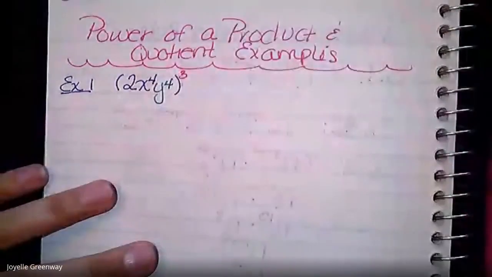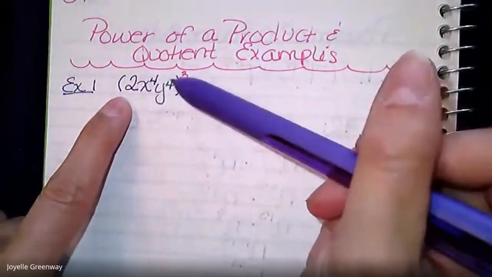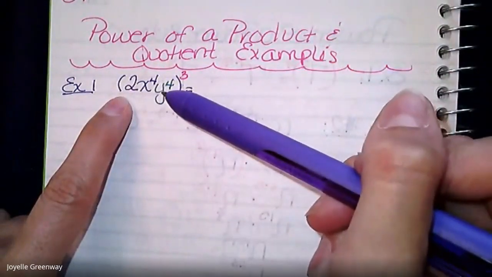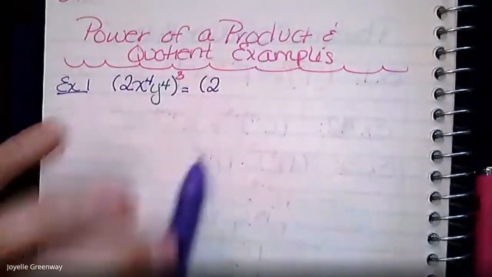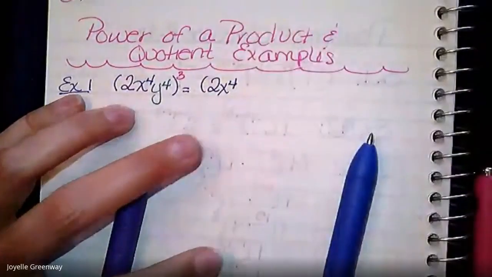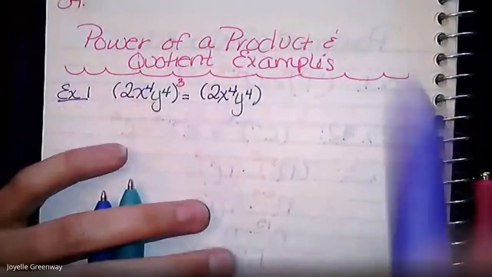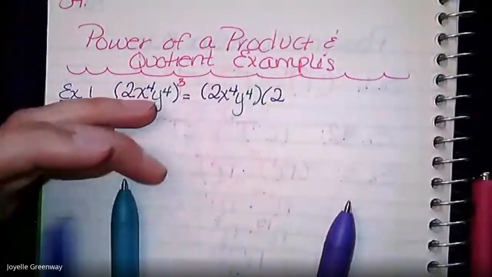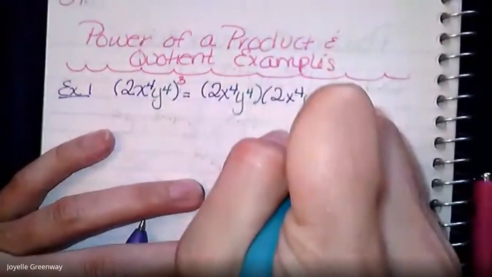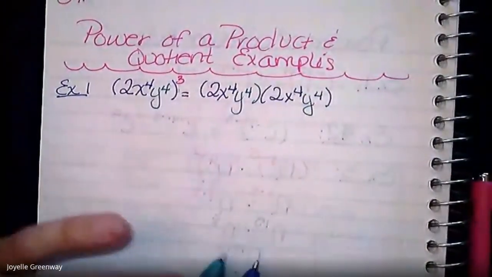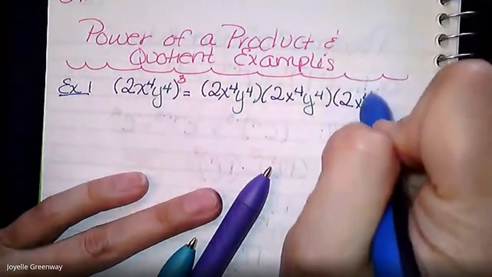So what that means is I have this 2x to the fourth y to the fourth times itself 3 times. So I have 2x to the fourth y to the fourth times 2x to the fourth y to the fourth times 2x to the fourth y to the fourth.